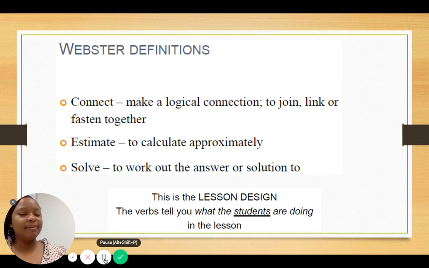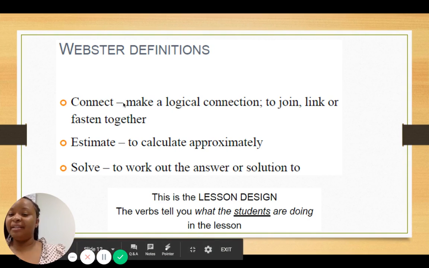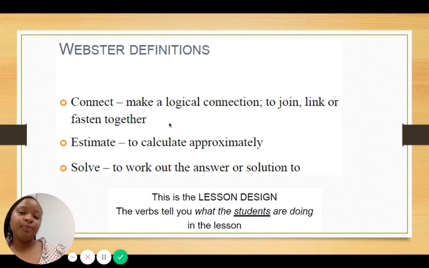This is one of the steps that oftentimes we do not do. And often we have misnomers. A misnomer is a word that is used incorrectly. So maybe I think connecting means one thing, but Webster in this case says it means to make a logical connection, to join, link, or fasten together. So it's a good practice that once we identify the verbs, we go and we define them. Figure out what they actually mean, because that's going to be important.